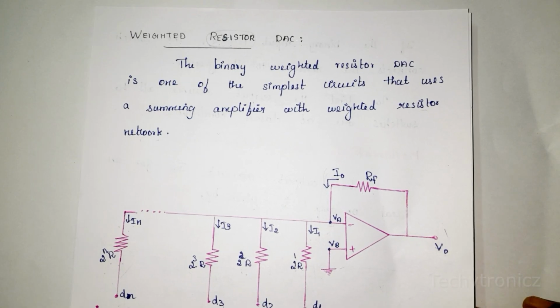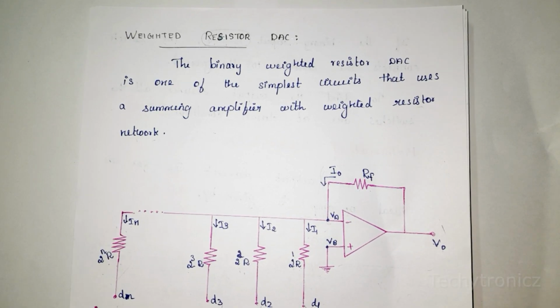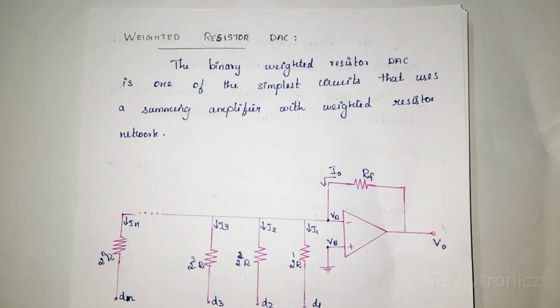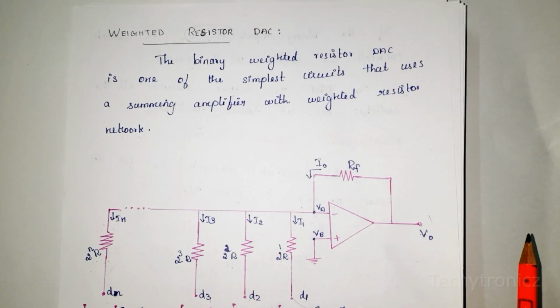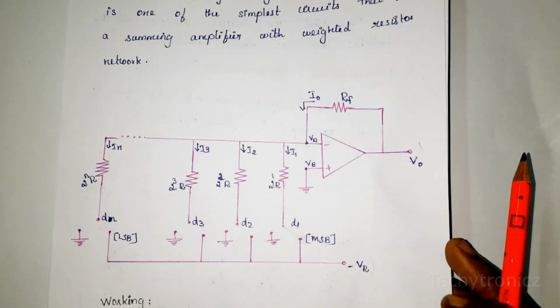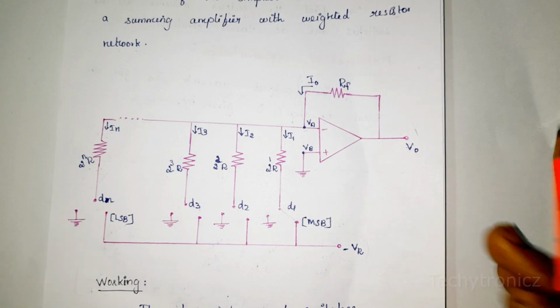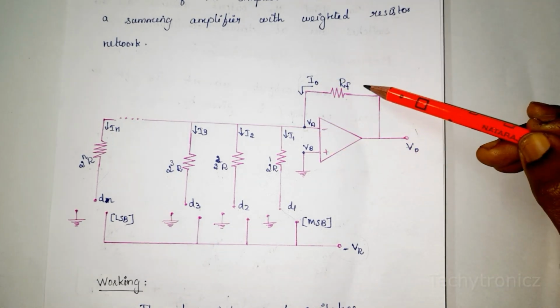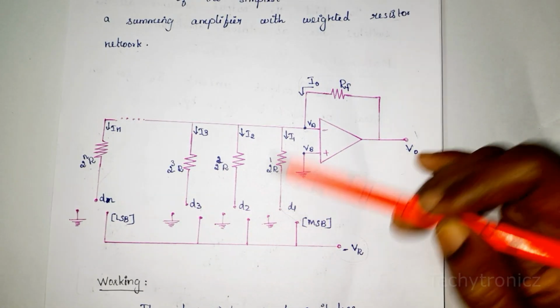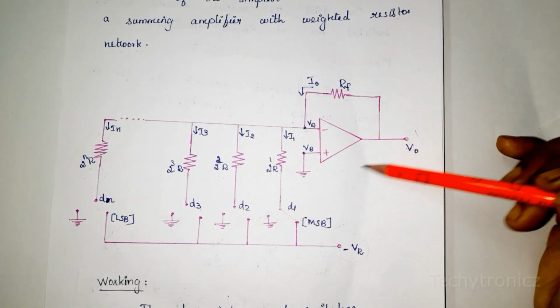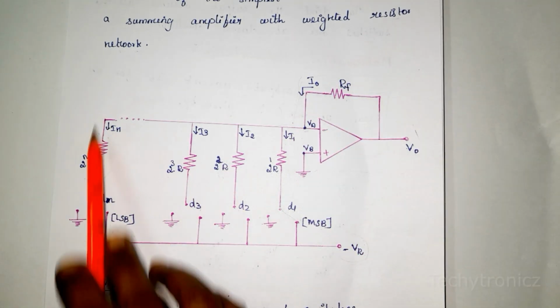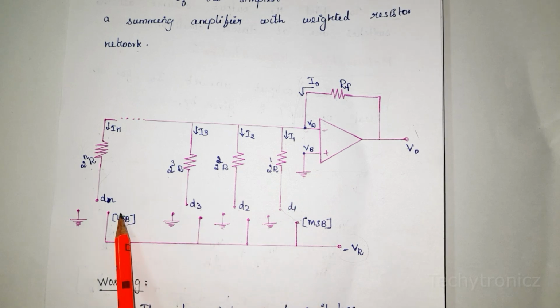Hi students, in this video we are going to learn about the weighted resistor digital to analog converter. One of the simplest circuits is the weighted resistor DAC. So this is the circuit diagram. Normally it uses a summing amplifier with a weighted resistor network. This is the summing amplifier and this one is the weighted resistor network.